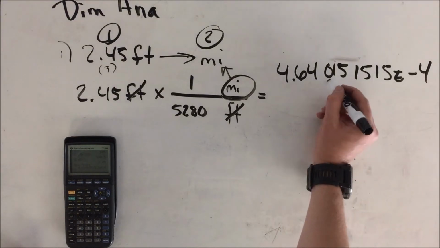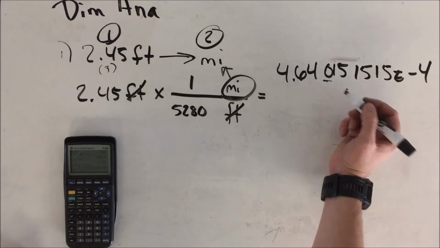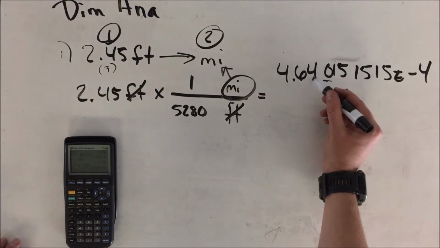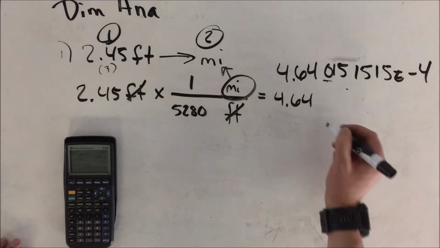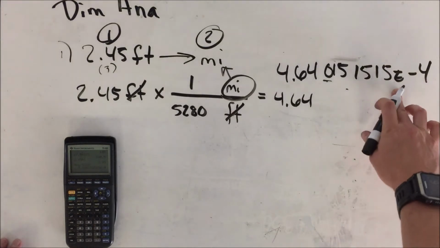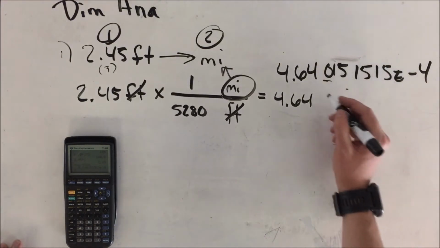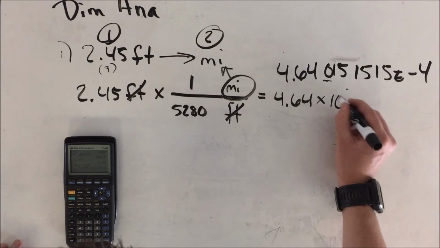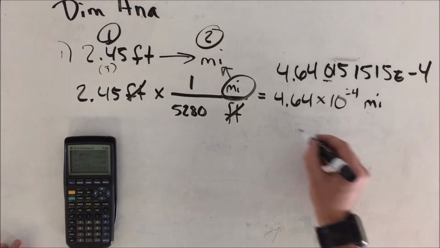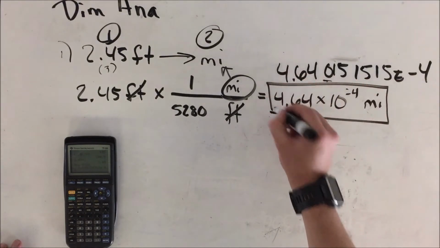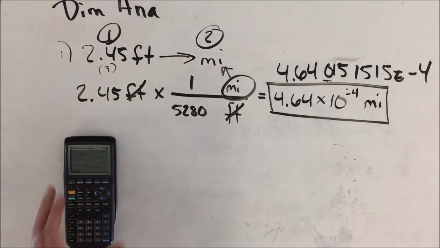I'm going to go to my 4th sig fig right here, which is 0, and ask, does the 0 round my 3rd sig fig up? It does not, so I am 4.64. Careful, you need to have this part right here, which is e to negative 4, so that means times 10 to the negative 4. And again, I include my units, miles. That is how to do a one-step dimensional analysis problem.